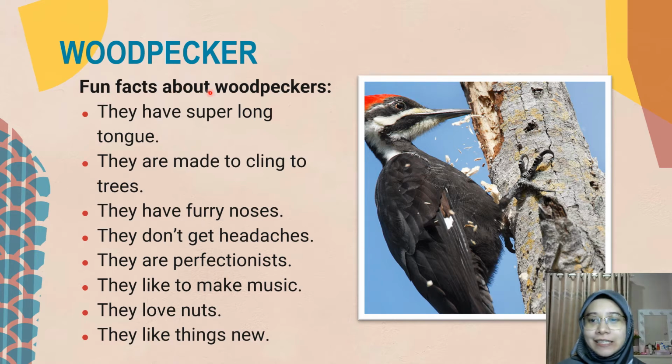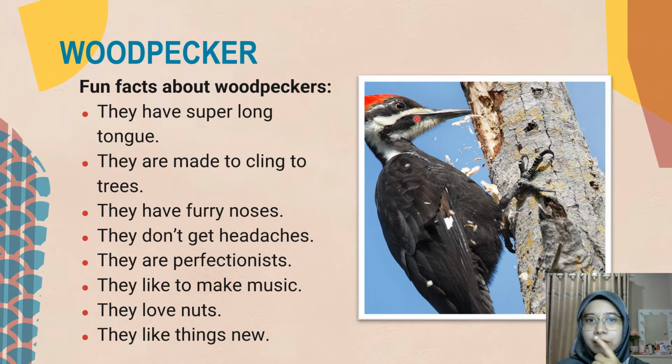Alright, so fun facts about woodpeckers. Beberapa fakta menarik mengenai burung belatuk ini. Number 1, they have super long tongue. Mereka mempunyai lidah yang sangat panjang. Number 2, they are made to cling to the trees. Mereka memang diciptakan untuk cling dan melekat dekat pokok tu. Next, number 3, they have furry noses. Mereka mempunyai hidung yang berbulu.